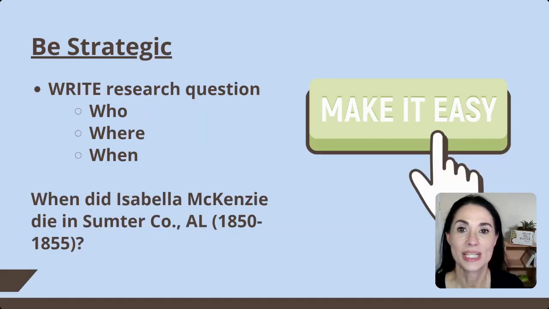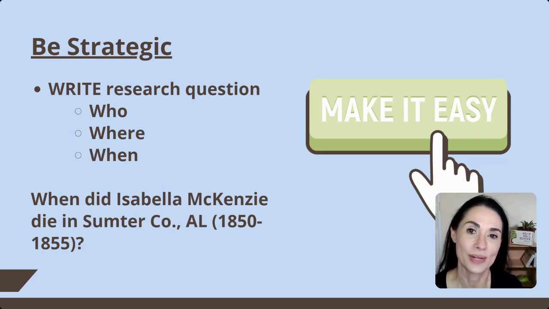The first thing that we can do is create a good, solid research question. We want to make sure that we're including three things with that: the name of our ancestor, the time frame to research, and the research location. So, for example, when did Isabel Mackenzie die between 1850 and 1855 in Sumter County, Alabama?